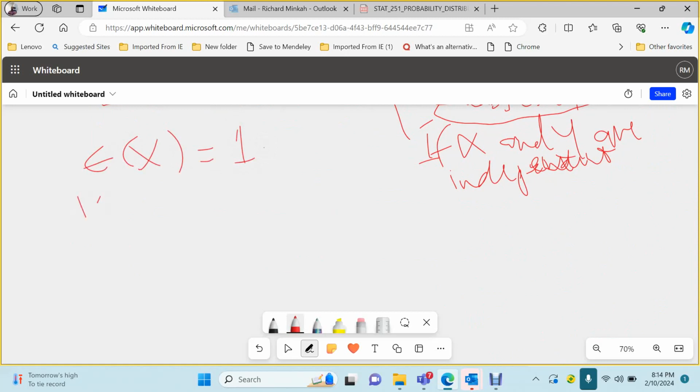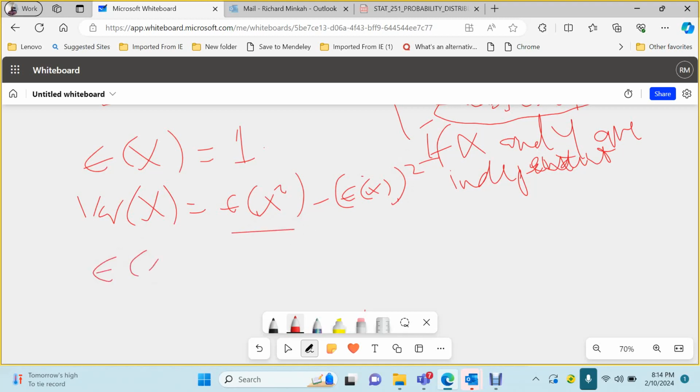Okay. So if we want the variance of x, it is going to be the expected value of x squared minus the expected value of x, all squared. But we know the expected value of x to be 1. What we don't know is this. By definition, the expected value of x squared is the sum of x squared times the probability that X is equal to x.